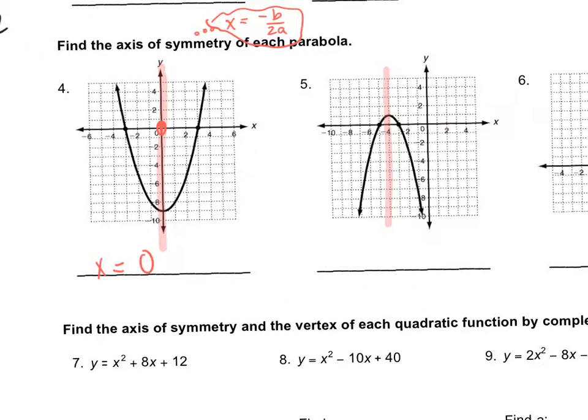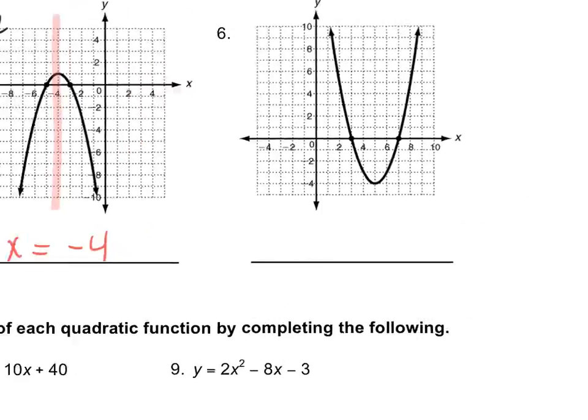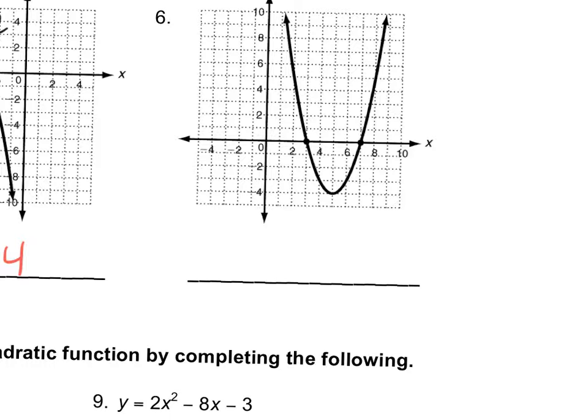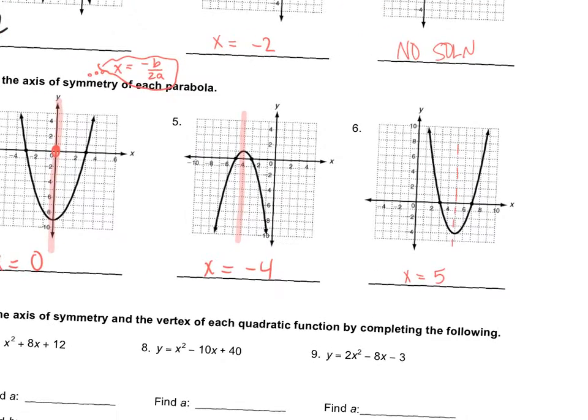All right. So what about number 5? What is the equation of the axis of symmetry? X equals -4. Fantastic. Okay. Now what about for number 6? X equals +5. Very nice. My vertical line is going through 5 on the x-axis, so x equals 5. Please remember, the axis of symmetry is always an x equals equation. It's always an equation. It's not just a number.